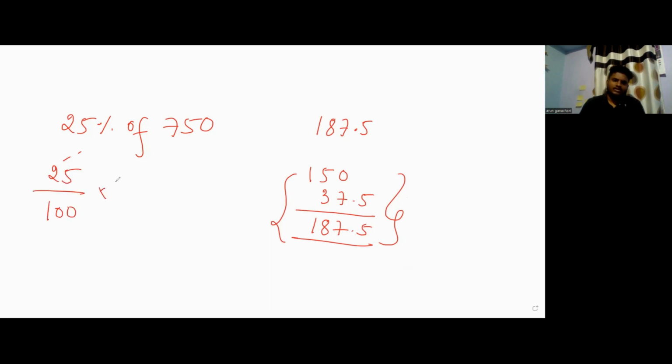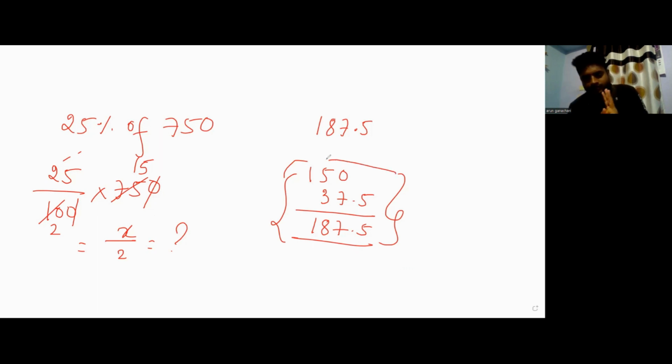25 by 100 into 750. The 0 and 0 will get cancelled. 5 ones are 5, 5 twos are 10. Then we have to find 25 into 15, I'll get some number, and we have to divide it by 2. Then you'll get the final answer. Understanding? By using this method, we are able to do this by writing just 3 numbers. So understand the importance of what we have created here.